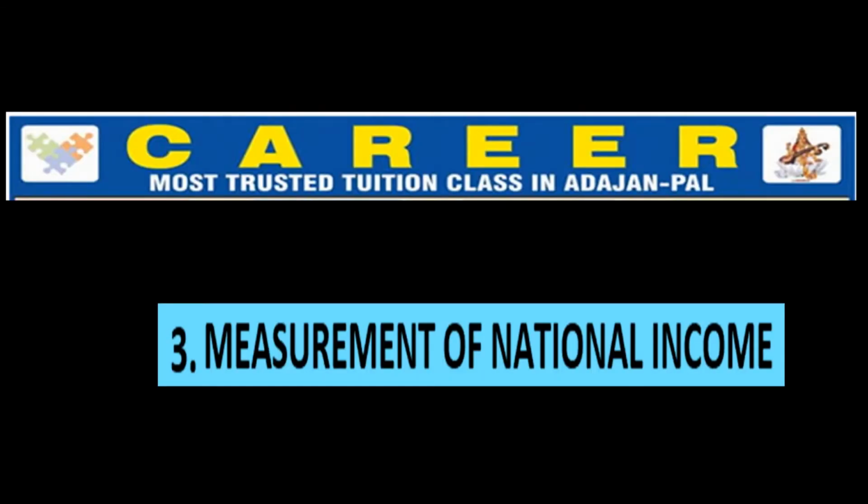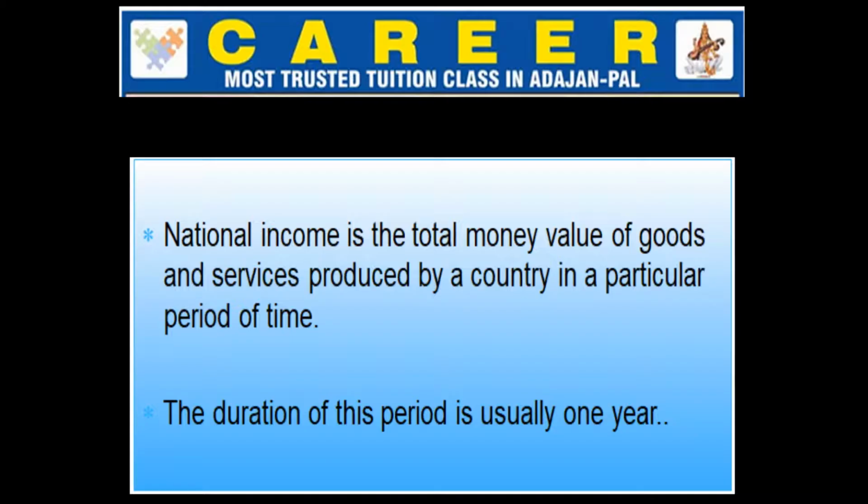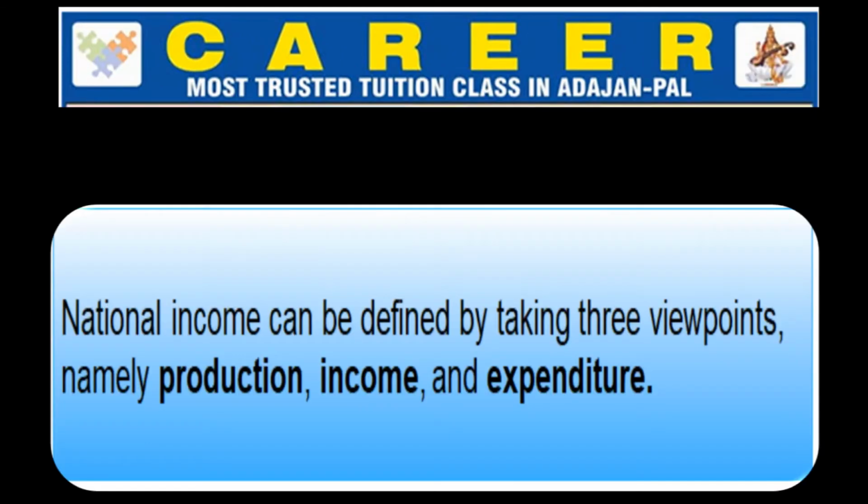Today we are going to start with the third chapter, measurement of national income. Regarding the previous chapter, we can find national income by various methods, but today first we'll go for the definition of national income. National income is the total money value of goods and services produced by a country in a particular period of time. The duration of this period is usually 1 year. You should remember it should be produced by a country for a period of 1 year.